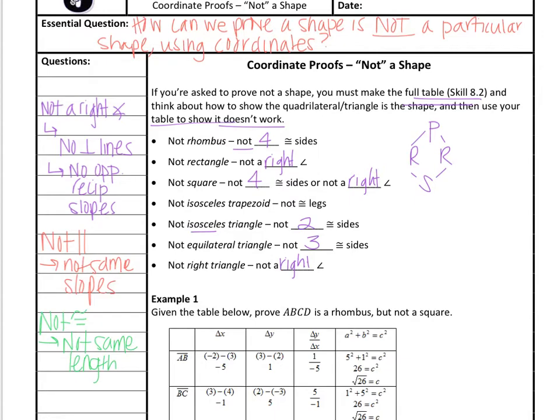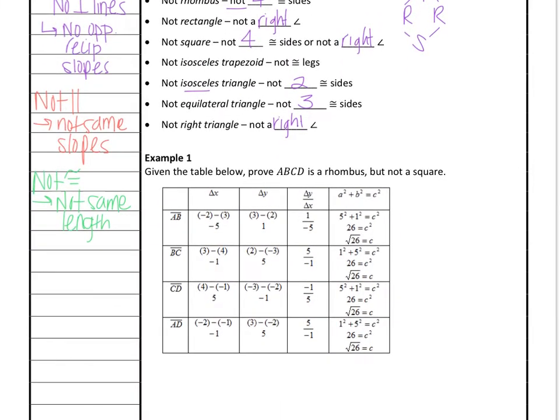So as it said, we are still going to make the table, and in this first problem it says, given the table below, prove that it's a rhombus but not a square. So you know that a rhombus has 4 congruent sides, just like a square does, but the difference between a rhombus and a square is that a square has a right angle, but we don't want it to be a square, so there needs to be no right angle.